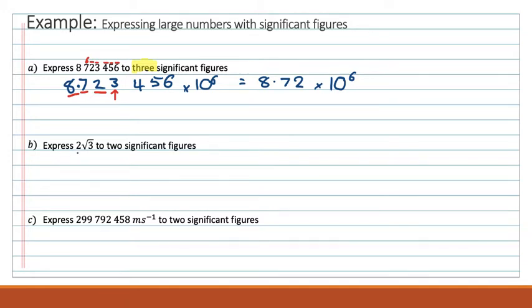Part B, express 2 root 3 to two significant figures. So this particular number here is called a surd, or an irrational number, in that if I type root 3 into my calculator, I'm going to get a number that goes on forever. Typing it in the calculator, I get roughly 2 root 3 is approximately 3.464101.